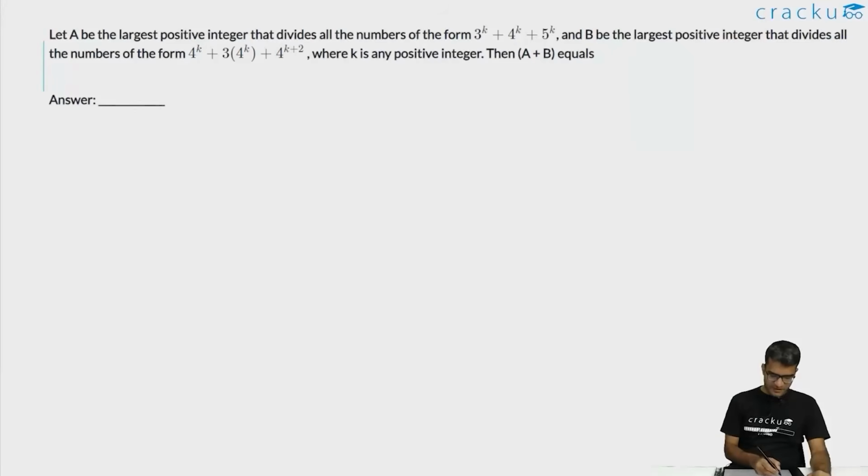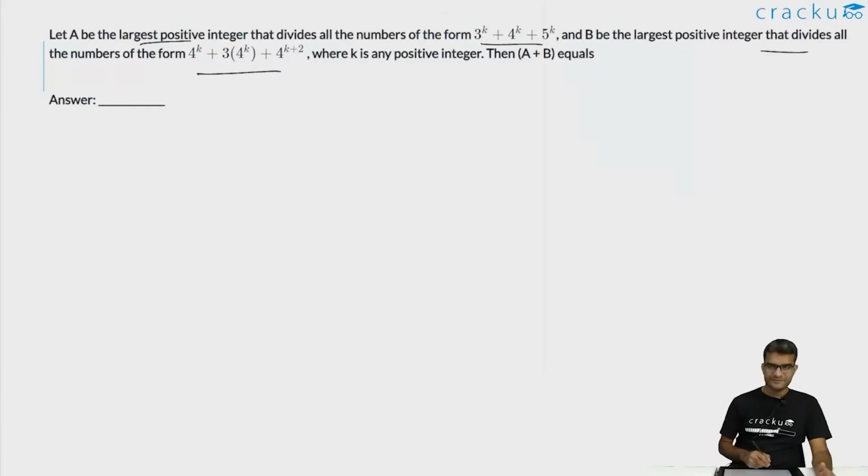In this question, we are told that a is the largest positive integer that divides all the numbers of the form 3 to the power k plus 4 to the power k plus 5 to the power k, and b is the largest integer that divides all the numbers of the form 4 to the power k plus 3 into 4 to the power k plus 4 to the power k plus 2.